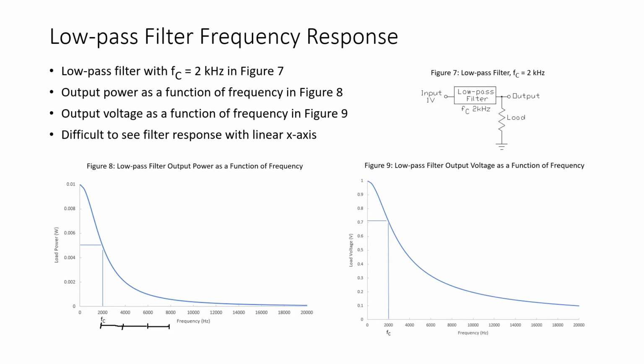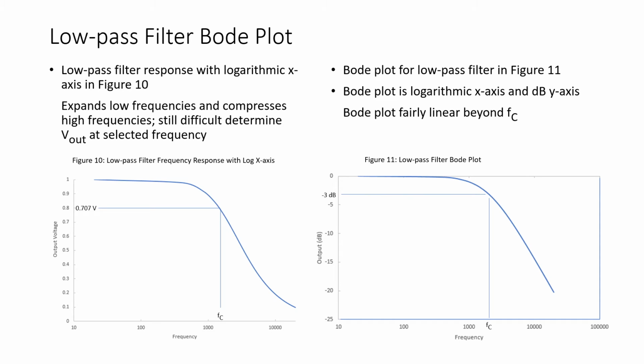Now, the difficulty with using these two graphs with a linear x and a linear y-axis is that this graph is so extremely non-linear through this region, it makes it very hard to see what's going on down here near the cutoff frequency. So to make it a little easier to see what's happening graphically, we can plot the x-axis on a logarithmic scale.